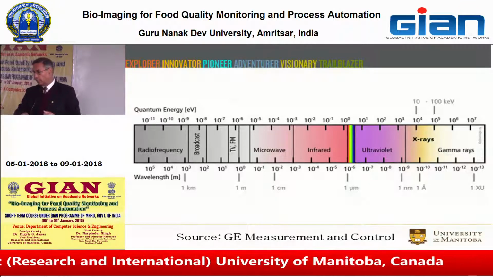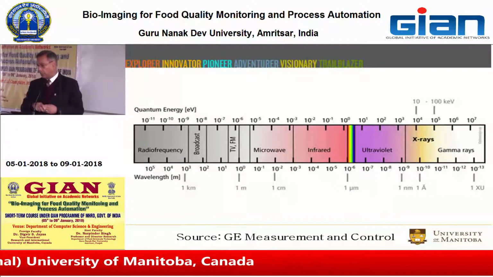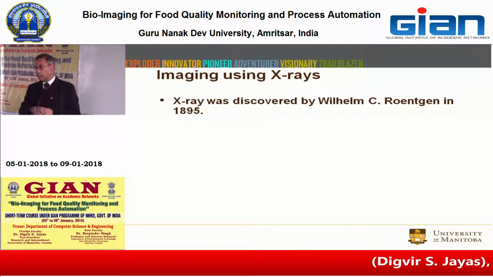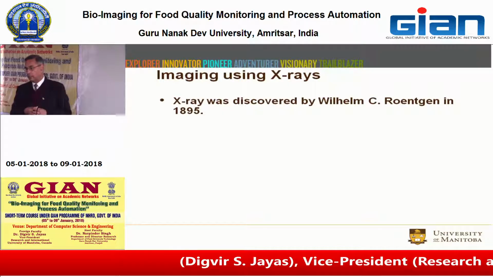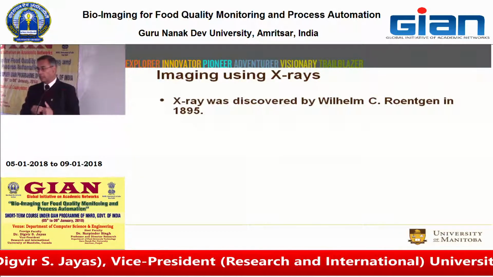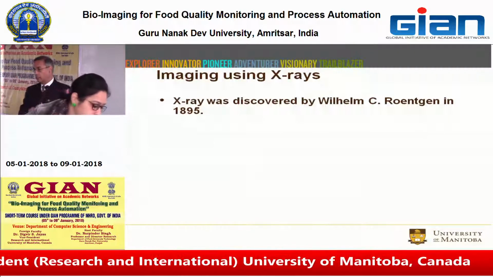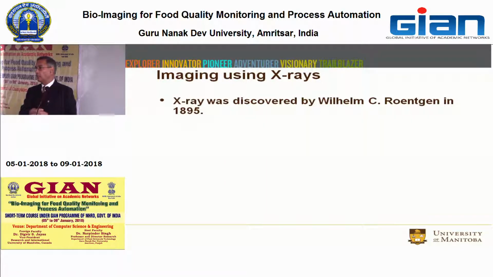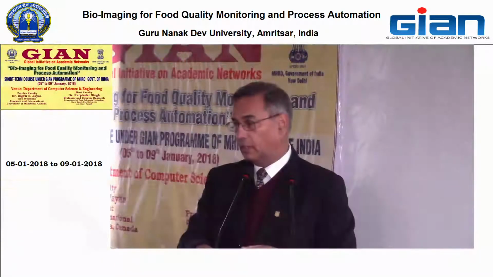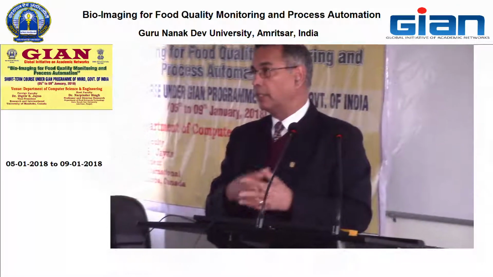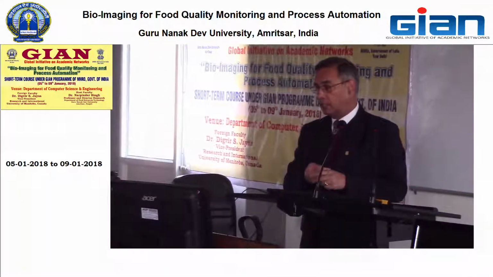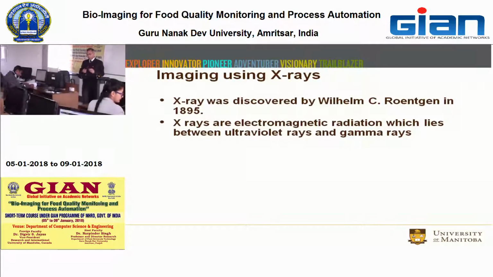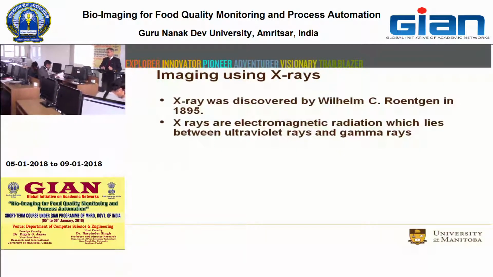So the X-rays are quite powerful rays. If you go back in time, they were discovered by Roentgen in 1895. So X-rays have been around for quite a long time. They are electromagnetic radiation. That's why the spectrum shows that they lie between the ultraviolet rays and the gamma rays. So that's where the X-rays are situated in terms of their position on the spectrum.